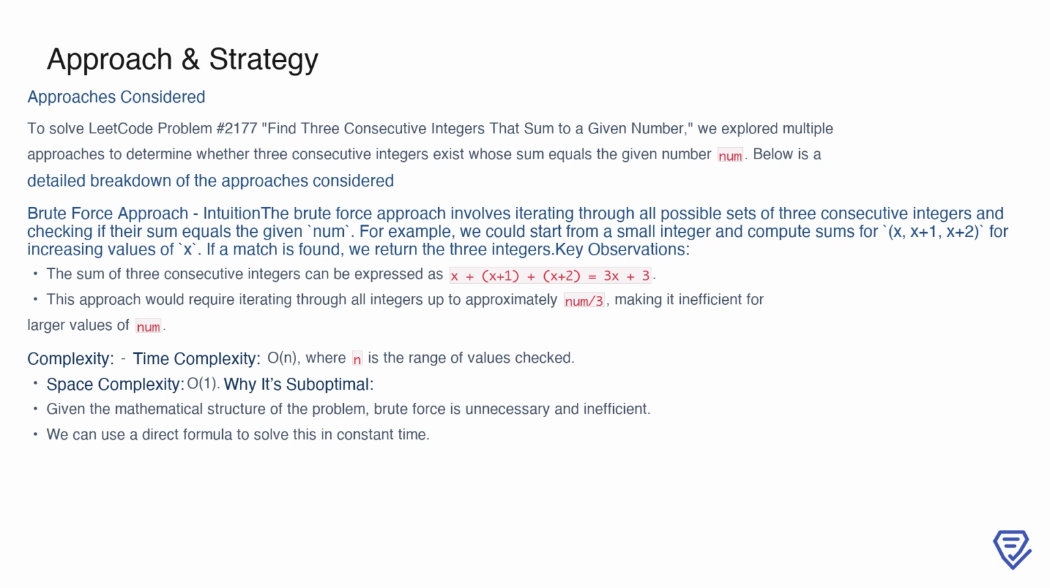The time complexity is O(n), where n represents the range of values we need to check, and the space complexity is O(1). While brute force can work for small inputs, it's suboptimal because the problem's structure allows for a much simpler, direct solution using a mathematical formula.